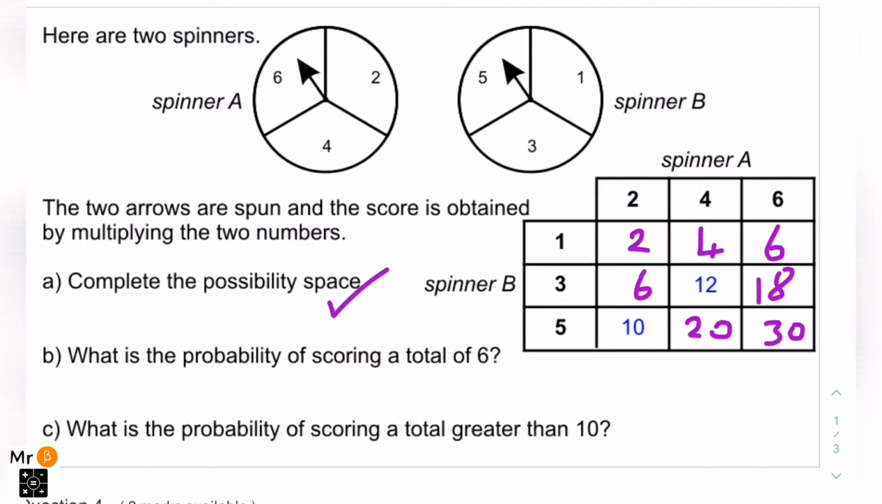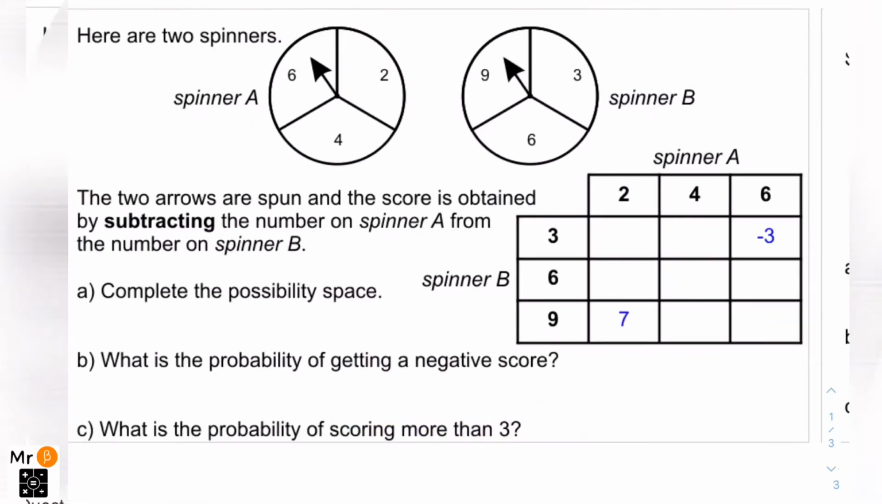That's part A. Then part B, what is the probability of scoring a total of 6? Well, there's two ways you can do that out of a total of 9 different options, so 2 ninths. Part C, what's the probability of scoring a total greater than 10? We've got 12, 18, 20 and 30. So there's 4 different options out of the total of 9 options to get that.